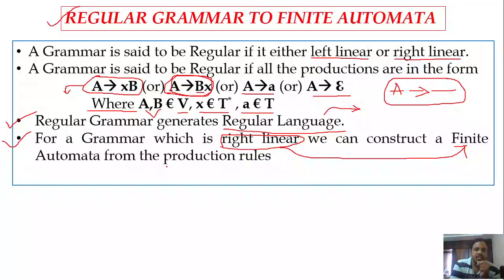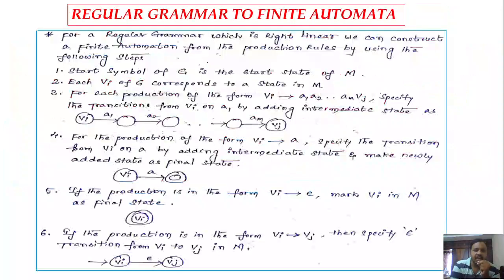So let us discuss this concept in detail with an algorithm. Let us see the algorithm for constructing finite automata from the given regular grammar, right? Just try to understand the 6 points here. First, for a regular grammar which is right linear, we can construct a finite automaton from the production rules. Consider that we are having a regular grammar G. For this particular regular grammar, we can construct the finite automaton by considering the production rules in the grammar. The finite automaton here we are calling M.